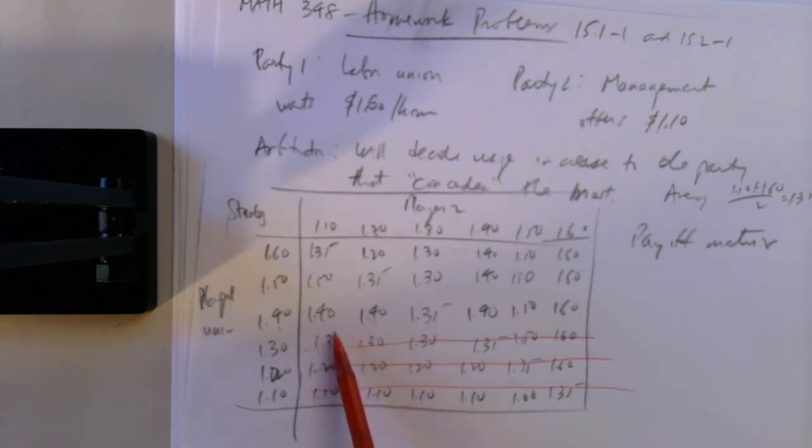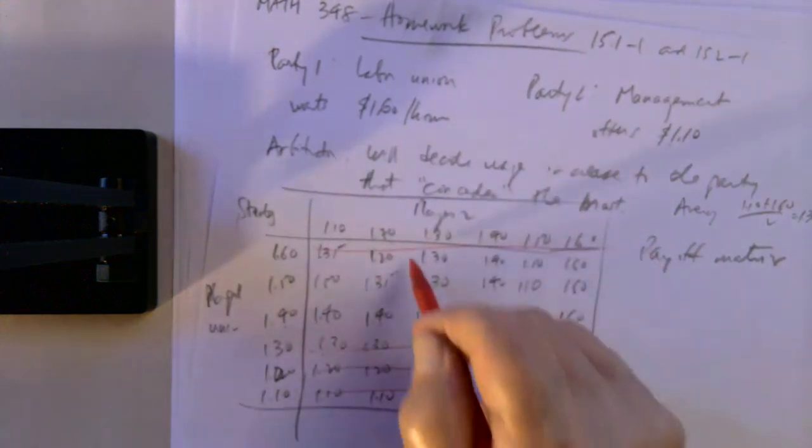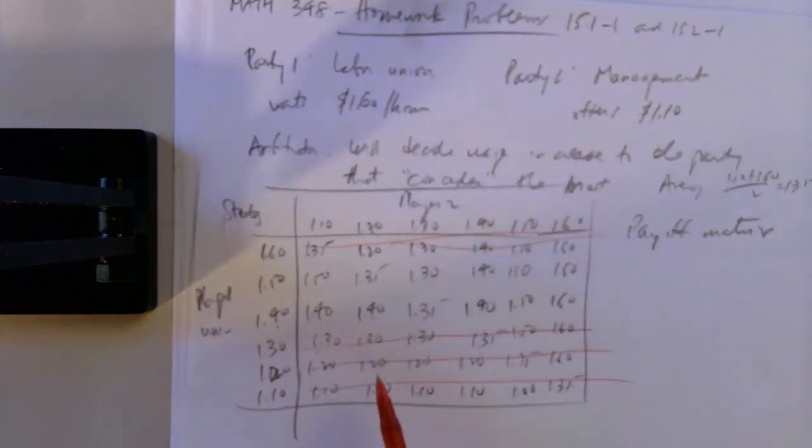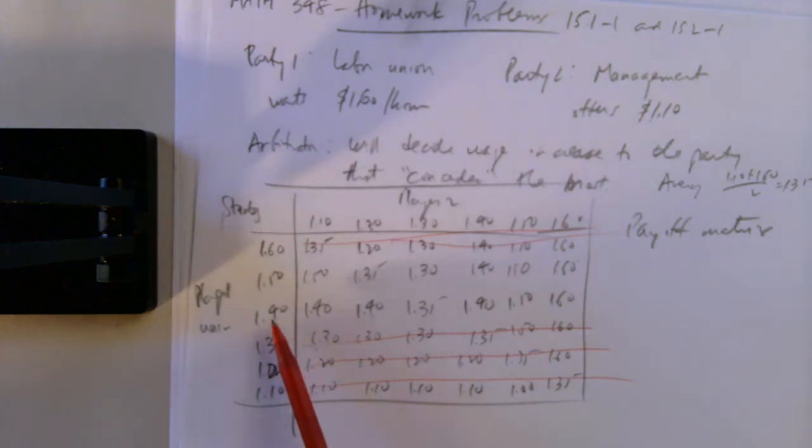Strategy 3 for the union also dominates strategy 1. So for the union, strategies 2 and 3, neither one dominates the other. 150 is bigger than 140, but 135 is less than 130. So everyone knows that the union will either offer 140 or 150.